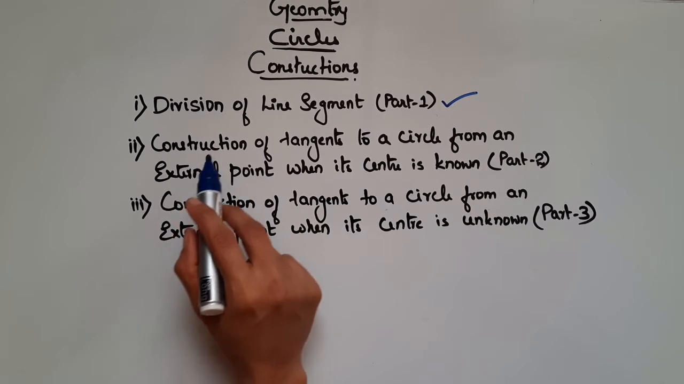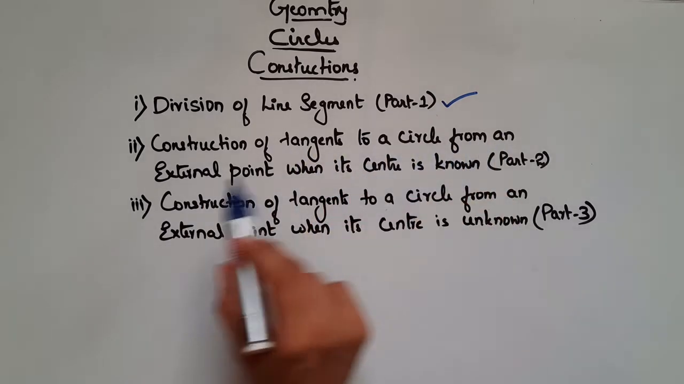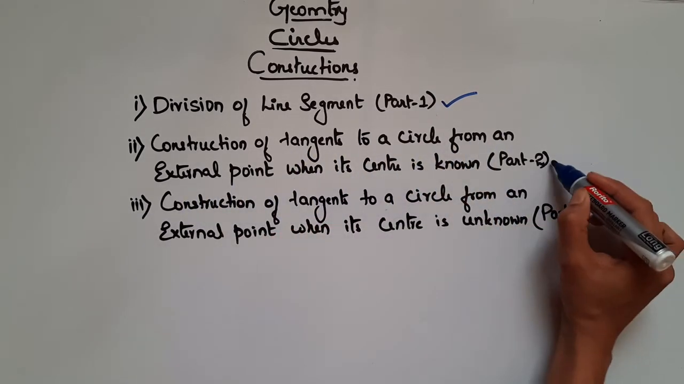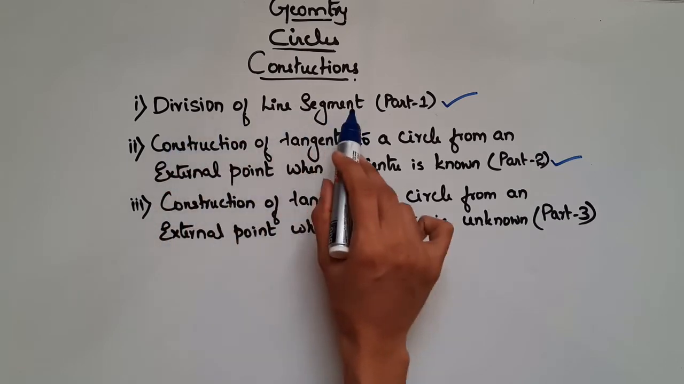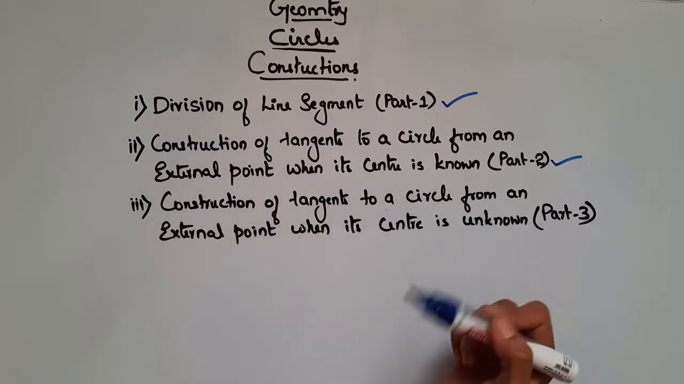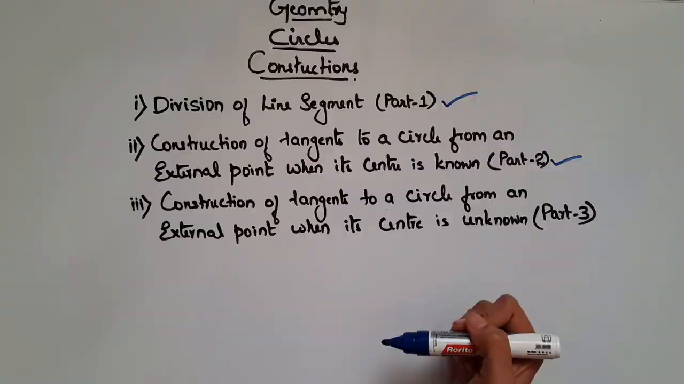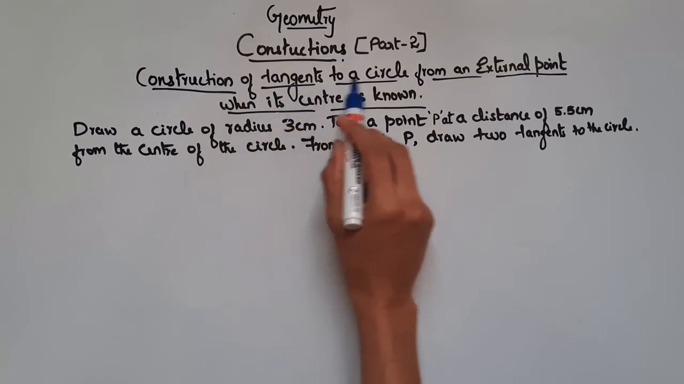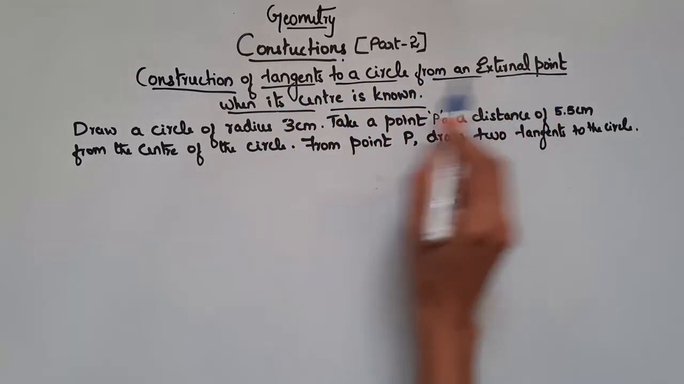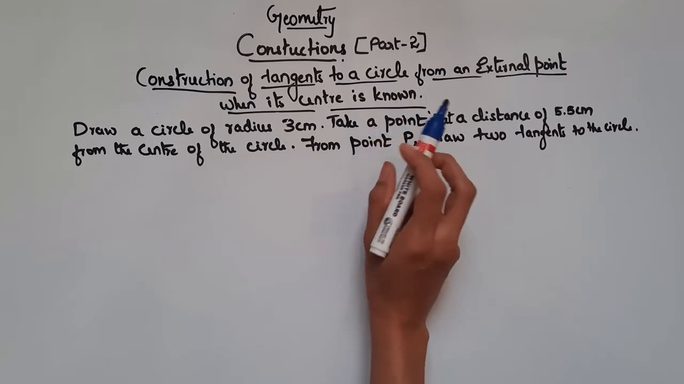In this video, we will see construction of tangents to a circle from an external point when its center is known. In my previous video, we have seen division of line segment. If you haven't watched that, there is a link in the description box below. You can check that out. So now let's see how to construct tangents to a circle from an external point when its center is known. That is, when center is given.